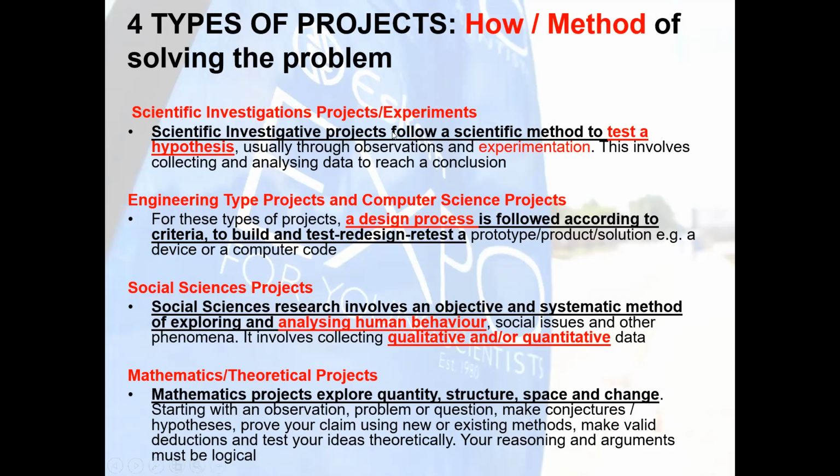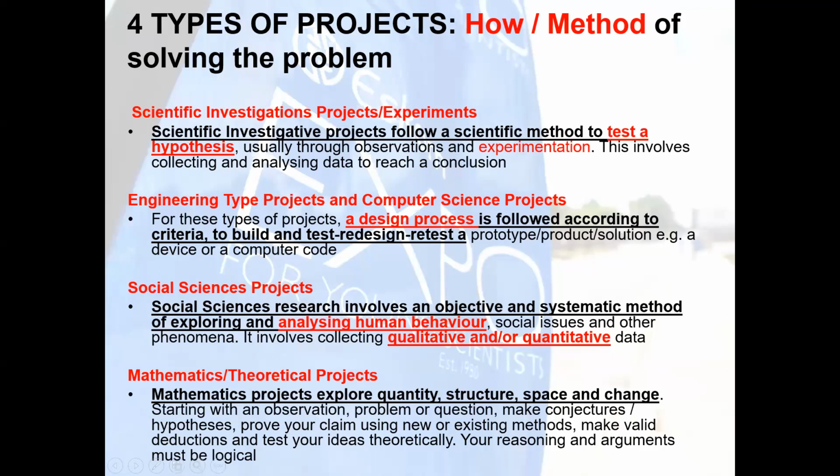The first one is scientific investigation, where you're focusing on testing a hypothesis. You're going to conduct experiments and use equipment. This is basic conducting of experiments to test a hypothesis. Then we have the engineering type of project, which follows the design or technological process. With this type of project, the focus is on building something, on construction, as learners do for technology. Then the social science type of project, where the focus is on analyzing human behavior.